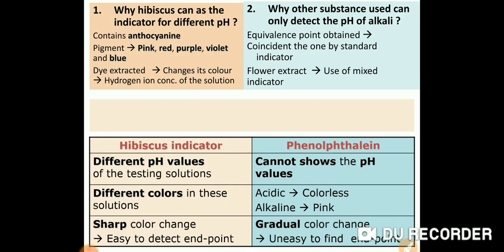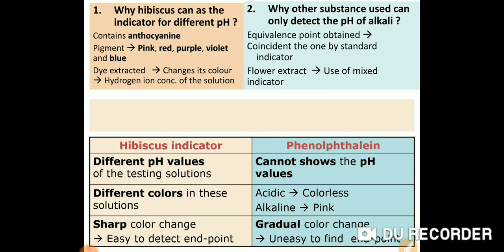So you can see here the hibiscus indicator and the phenolphthalein indicator at different pH values of the testing solution. Hibiscus can show the different pH values of the testing solution, but phenolphthalein cannot show the values. Hibiscus shows a different color in these solutions, but phenolphthalein remains colorless from 1 to 6, and in alkaline it becomes pink.